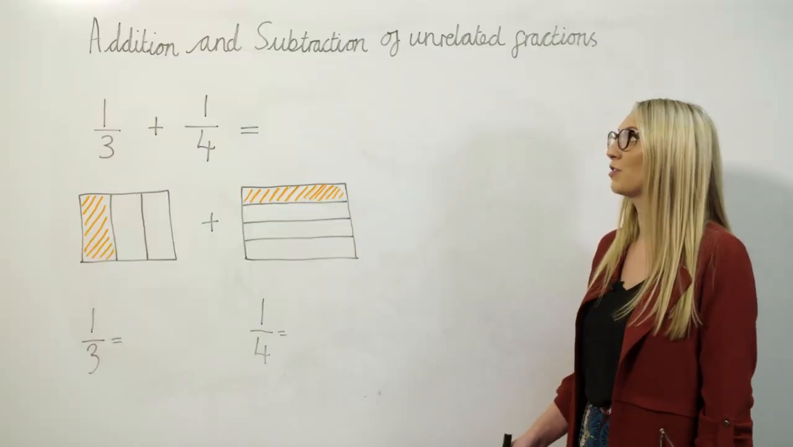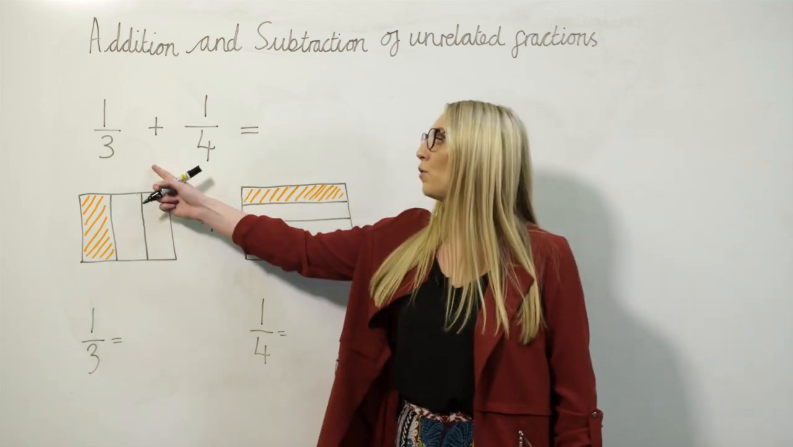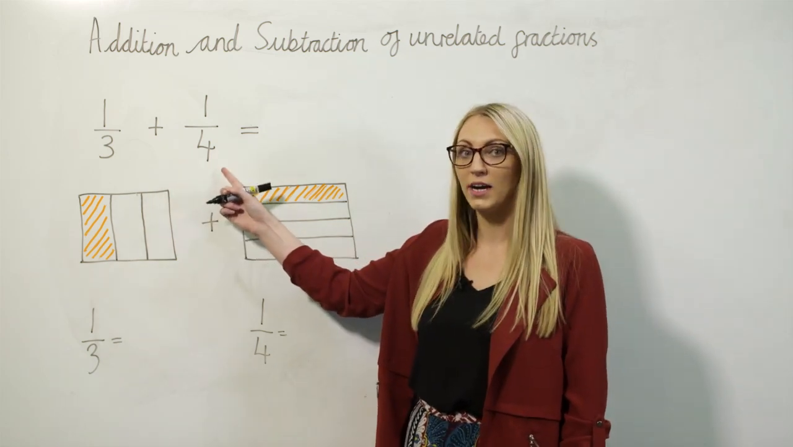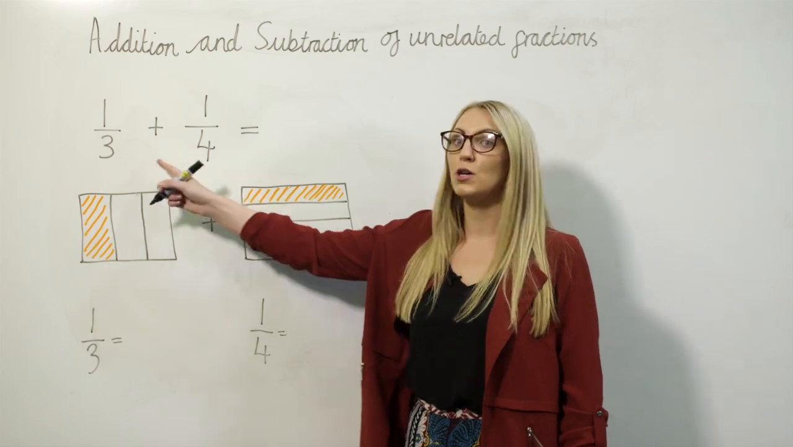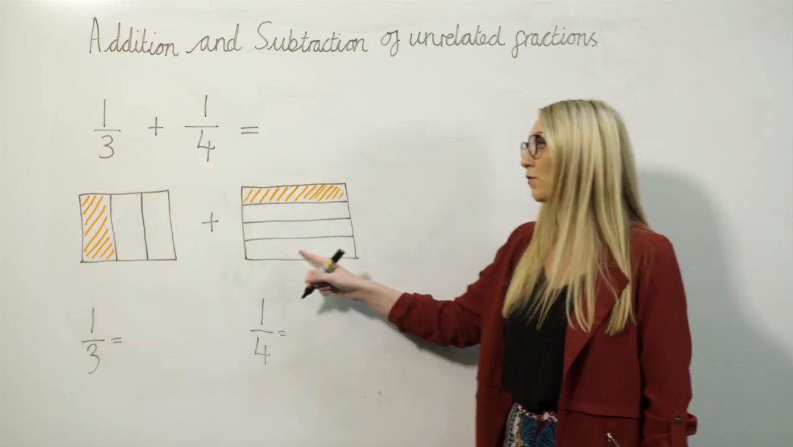Hi, I'm Brooke, and in this video we're going to be looking at addition and subtraction of unrelated fractions. So in this example I've got 1/3 and 1/4 and I'm trying to add them together, but the denominators are different. Here I've drawn a bar model to represent both fractions.